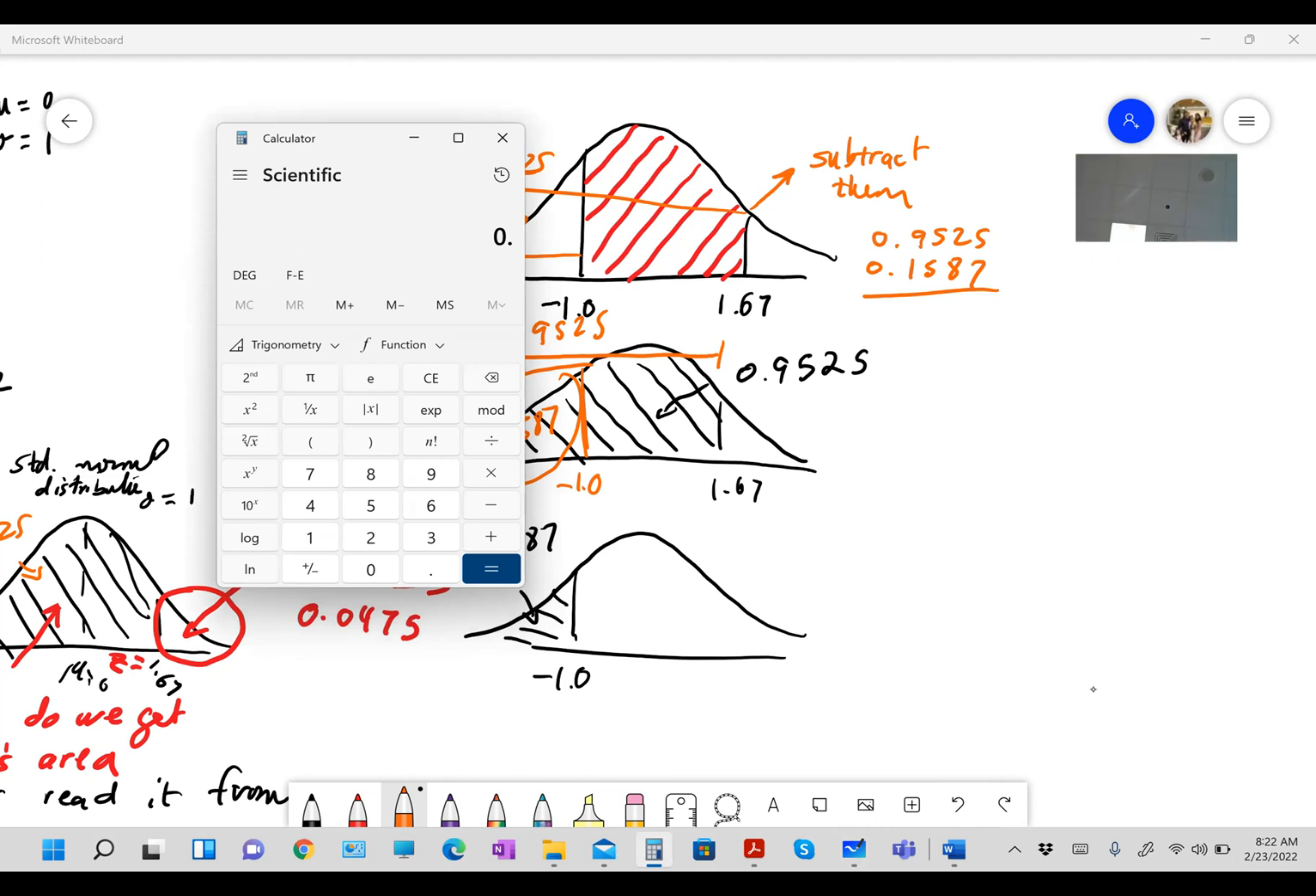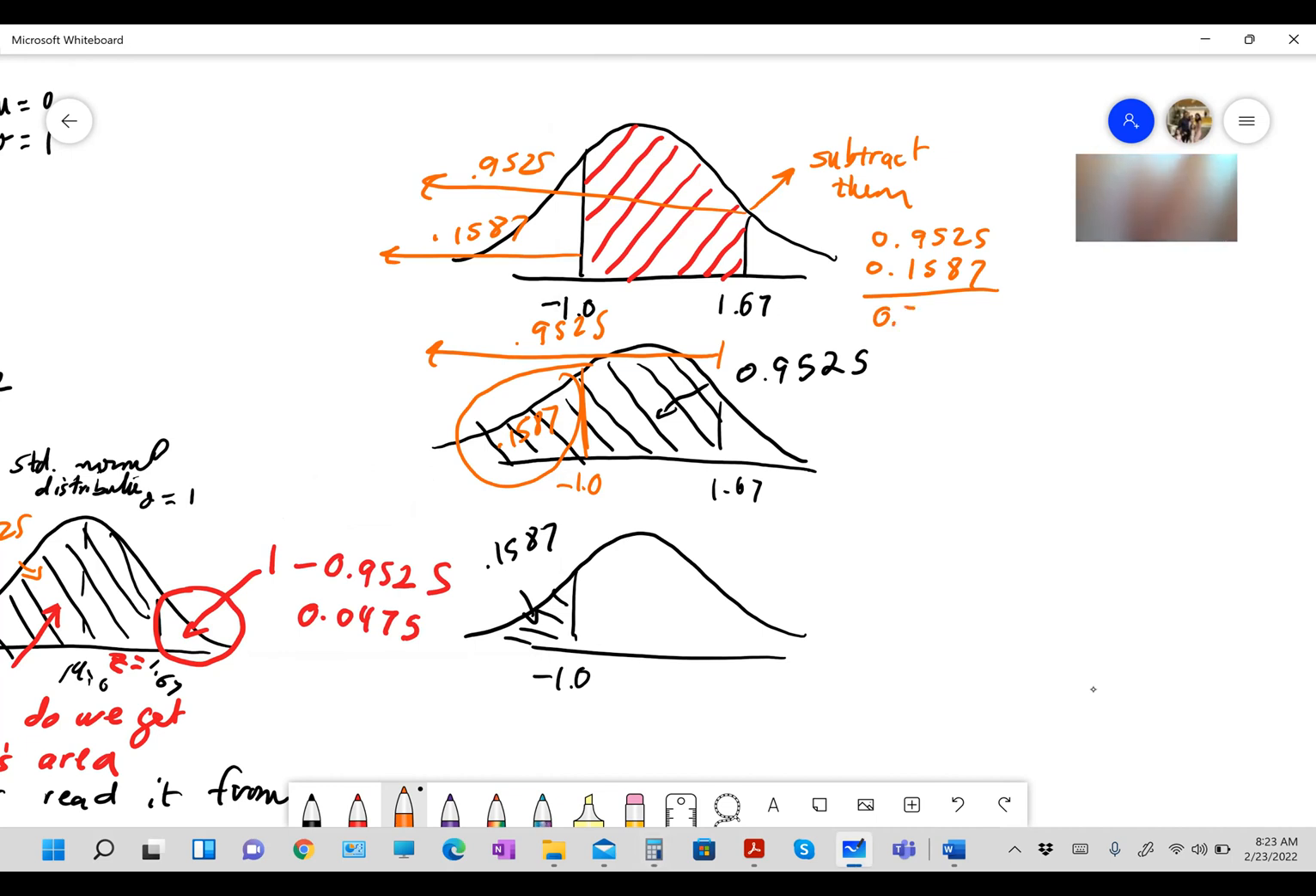So 0.9525 minus 0.1587, it's 0.7938. 0.7938. And that would be the area in between. Does that make sense? Is this hard? But you've got to print out the table and do the homework and try. Right? Make sense? You good?